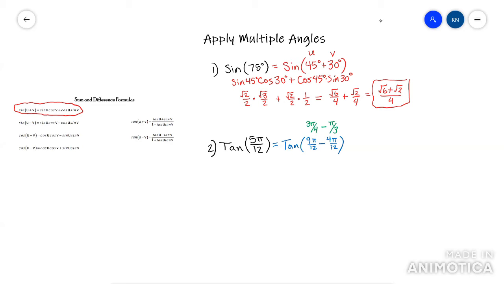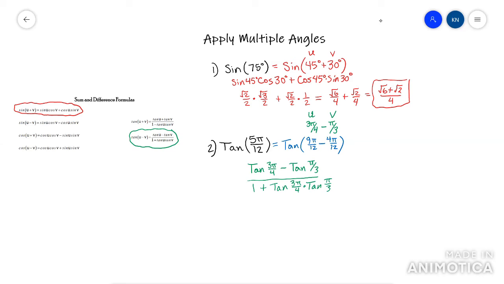And so it's tan of angle minus angle. I'm going to be using this equation right here. I'm going to call the first angle U and the second angle V, and plug them in. So it would look like this: tan U minus tan V over 1 plus tan U times tan V.